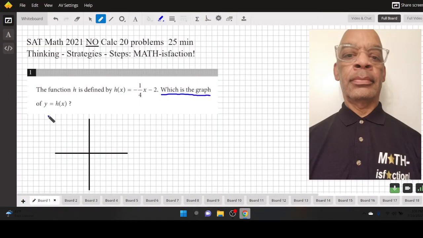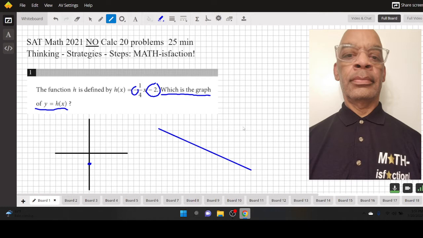Which is the graph of y equals h of x? So we see slope-intercept form. You would be looking for the y-intercept of -2. Otherwise, the graph can be eliminated. Then we see a negative slope.